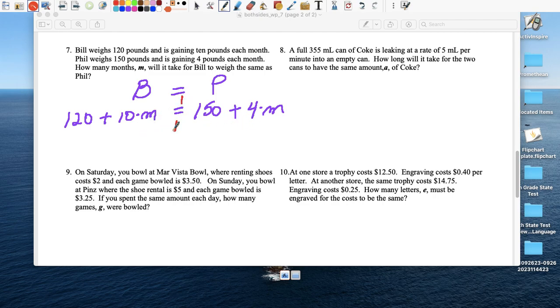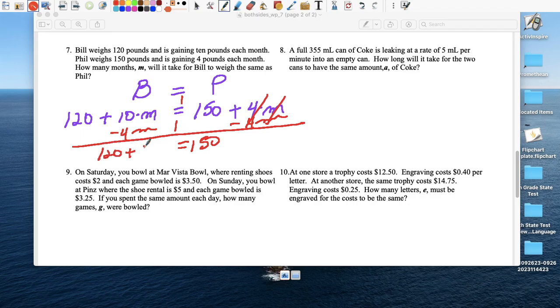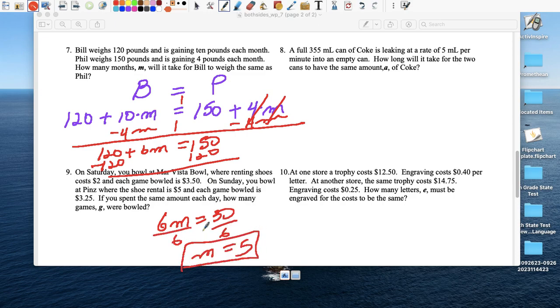Well, let's figure that out. We're going to do minus 4M for him, minus 4M for him. These two go away. 150 comes down. This is 120 plus 6M. Subtract 120 from both sides, and we're going to write 6M equals 30. Divide both sides by 6. M equals 5. So in 5 months, they will be the same weight.